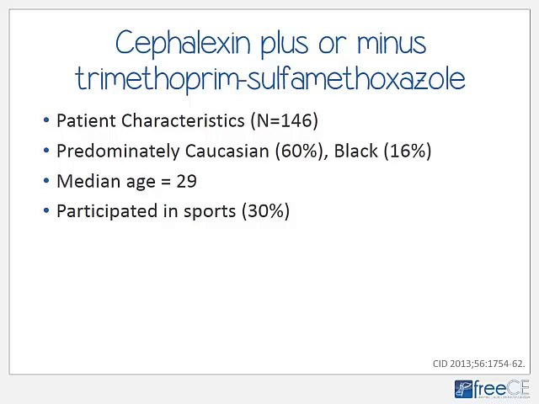In terms of the baseline patient characteristics, they were predominantly Caucasian. 60% of the patients were Caucasian. And they were relatively young patients with a median age of 69. And about a third of the patients were participating in sports, since we know we've seen several MRSA outbreaks in patients who play sports. Their main outcome that they were looking at was clinical cure. And their clinical cure was essentially defined as a resolution of symptoms with only slight residual erythema or edema. And the clinical cure was determined by an in-person examination at about 12 days, plus or minus 2 days, by an emergency department physician.